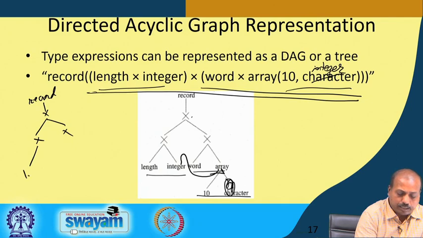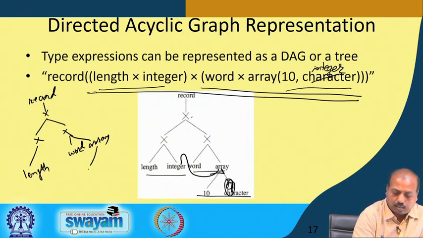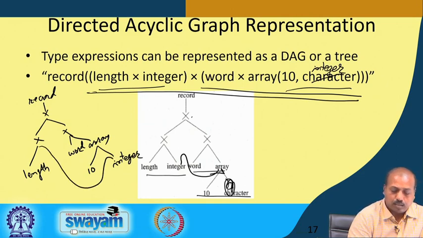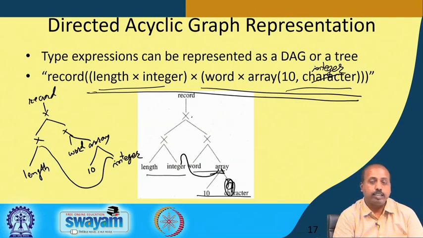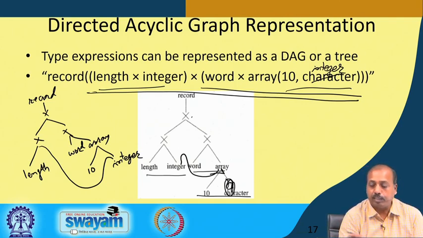So, this is length, and this one is array, this is word array, this is 10, and this is integer, and then the other one of this also here. So, this is a directed acyclic graph representation if this character is replaced by integer.